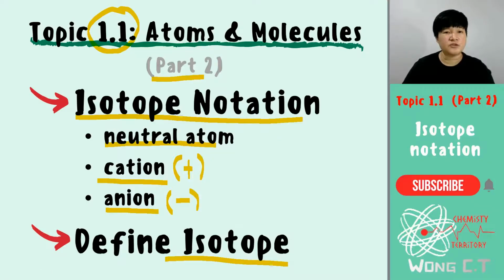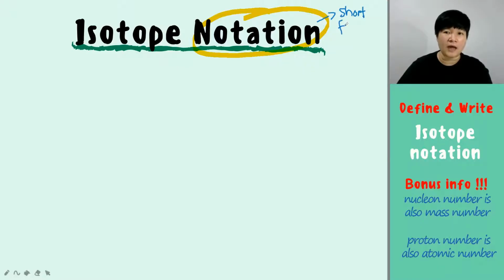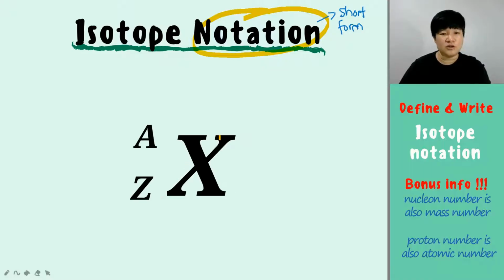Okay, so let's move into isotope notation. What is notation? Notation over here is basically the short form. We are going to learn the shorthand notation, and in this short form, you are going to have everything that you need to know about an isotope. A general isotope notation looks something like this, where I'm using a symbol right now.